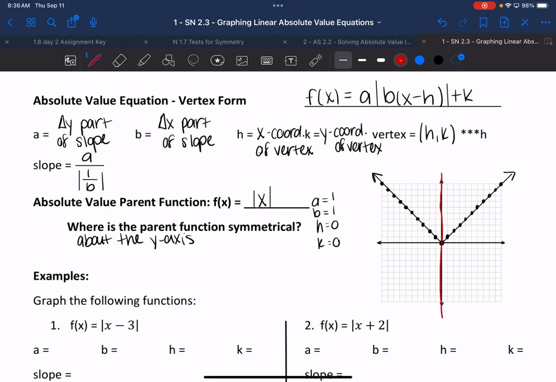Okay, so here, the equation of that line, your y-axis, is a vertical line, right? So remember that's x equals a number. X equals what number when we're on the y-axis? 0. So your axis of symmetry is the equation of the line x equals 0.